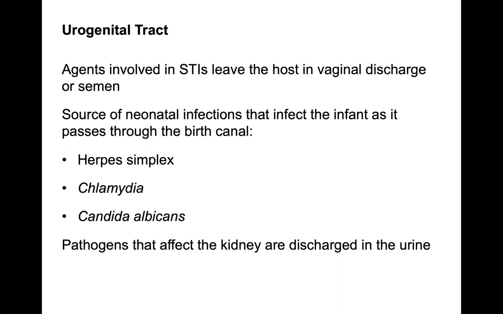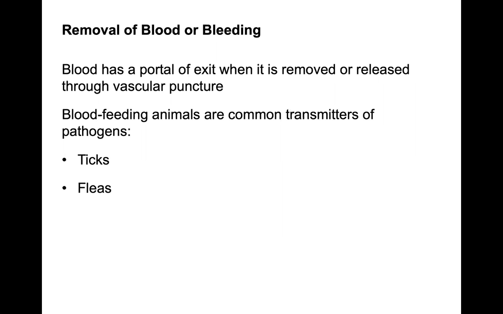The urogenital tract: agents involved in STIs leave the host through vaginal discharge or through semen. It is a source of neonatal infections that can infect the infant as it passes through the birth canal. You have herpes, chlamydia, Candida albicans. Pathogens that can infect the kidney are typically discharged in the urine. You also have blood as a portal of exit when it is removed or released through vascular puncture. Blood-feeding animals such as ticks and fleas are common transmitters of pathogens. We saw a few diseases that involve those vectors.